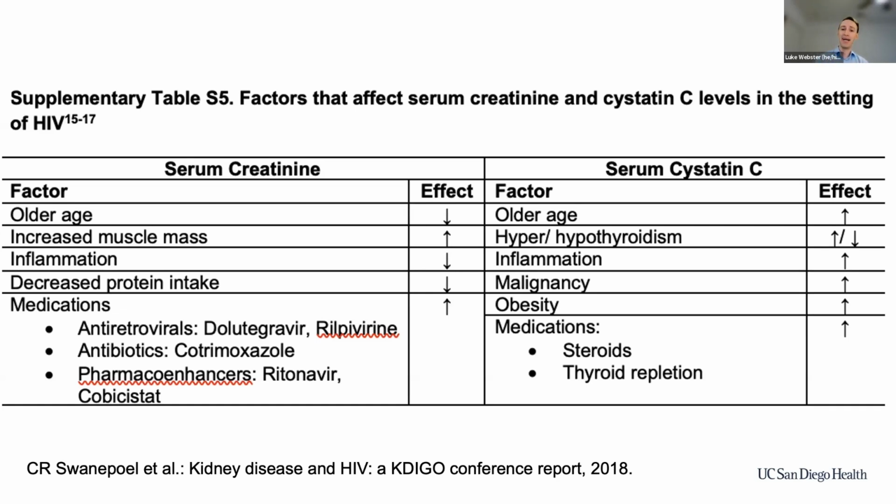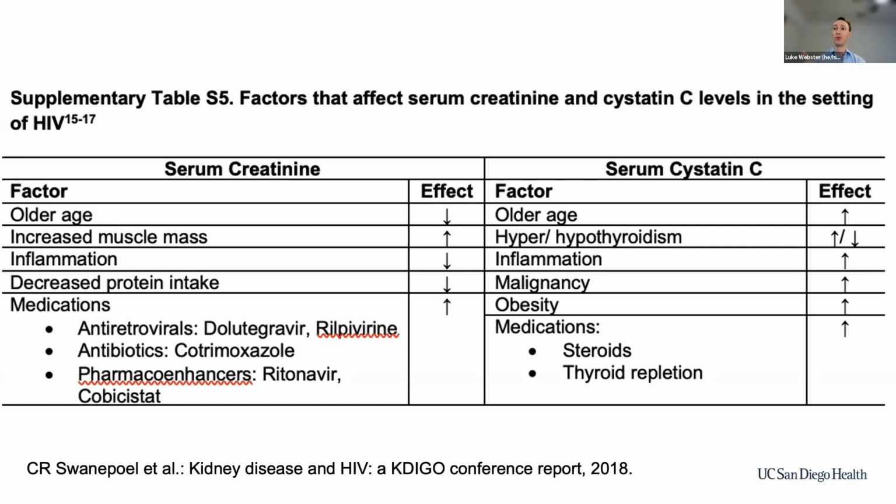So increased muscle mass, if you have someone who's on testosterone or happens to be a bodybuilder, certainly some medications like dolutegravir, rilpivirine, certain antibiotics, and then certain pharmacoenhancers like ritonavir and cobicistat can increase creatinine. So just keep that in mind if you're seeing some numbers pop up that don't quite make sense when you're screening your patient. Cystatin C, I would say, is not based on muscle mass because it comes from any cell that has a nucleus.